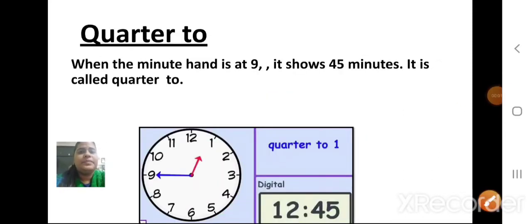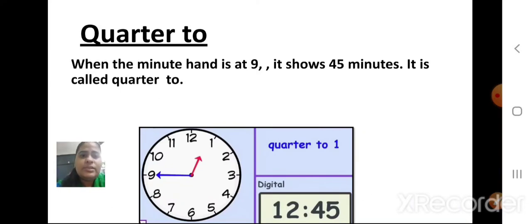So children, next is quarter to. Now what is quarter to? Quarter to means that only 15 minutes are remaining for the next o'clock. Like here, if the minute hand is on 9, that means how many minutes are over? 9 fives are 45, right? So 45 minutes are over. Only 15 minutes are remaining for the next o'clock. So that is why we say quarter to.